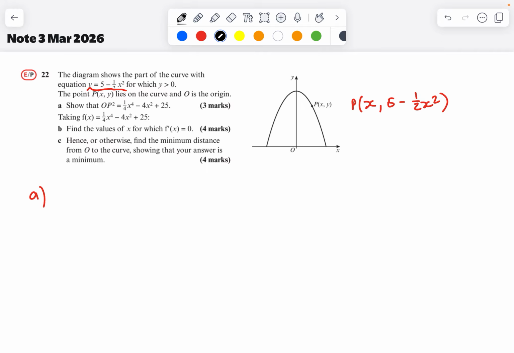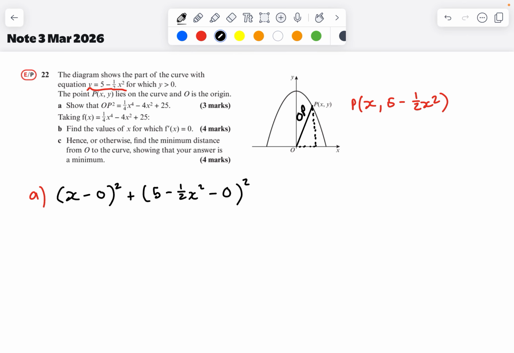Now question A says, show that OP squared is equal to that equation. Well, if we imagine that's our OP, let's think about this like Pythagoras. We've got our x distance, which is x for P, take away 0 for O, and we're going to square that. Then we do the same thing for y: 5 minus a half x squared minus 0 for the origin, and I'm going to square that.